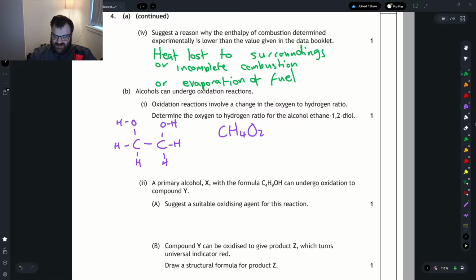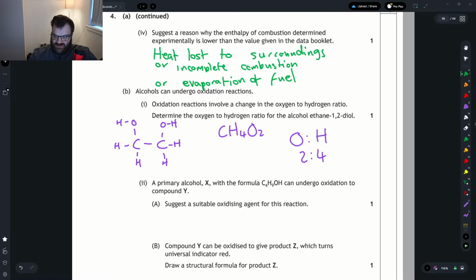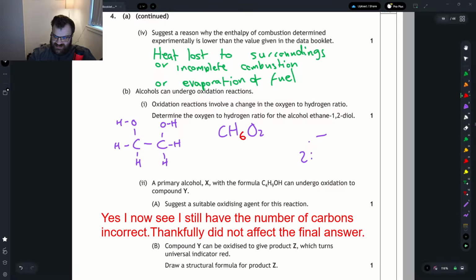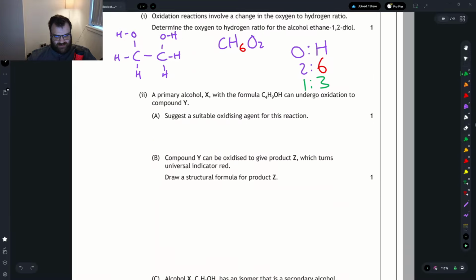They're asking us to do oxygen to hydrogen, so it's going to be the other way around. So it'll be 2 to 4, which simplifies to a 1 to 2 ratio. Can't count. That is CH6. I miscounted again. O goes there, H goes there. So it is 2 to 6, which is 1 to 3. So actually count them all properly. I'm talking to myself. Then you would pick up that it's a 1 to 3 ratio.